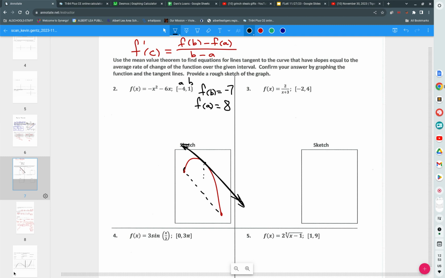So I have those two values. And so what I need to do is f of b minus f of a over b minus a. So 8 minus -7 over what?